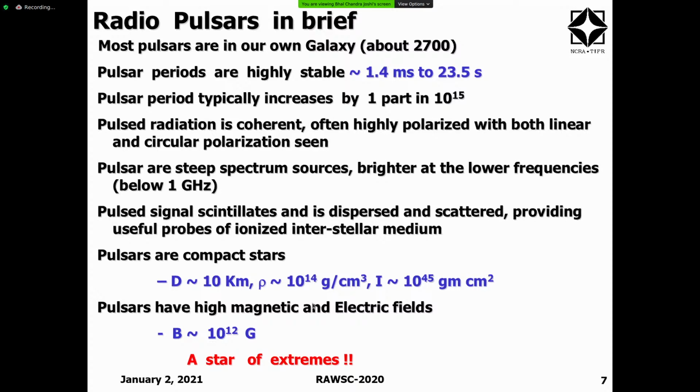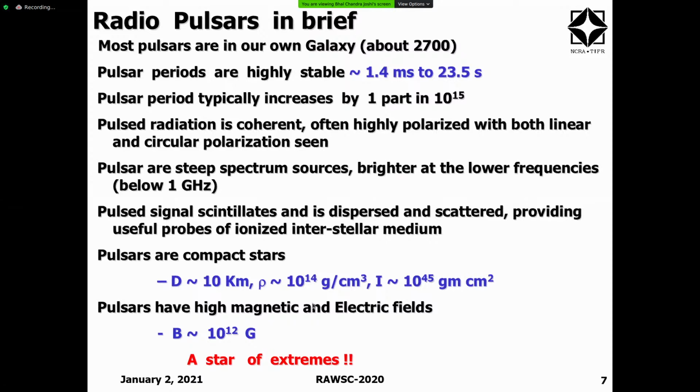This number is much higher now, 2,900. This is an older slide of mine. The periods are very, very stable, and they range over orders of magnitude. The fastest pulsar rotates 700 times a second, a 1.4 millisecond period, whereas the slowest pulsar has a period of 23.5 seconds. So you have a 3 orders of magnitude variation in the periods of these pulsars.